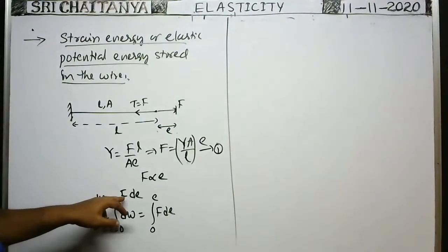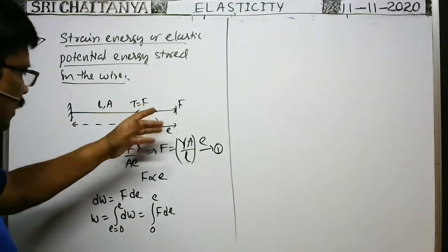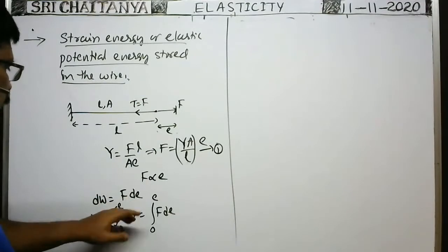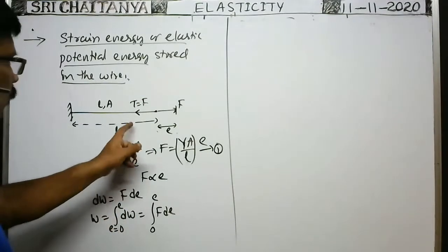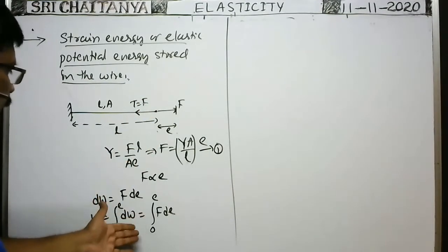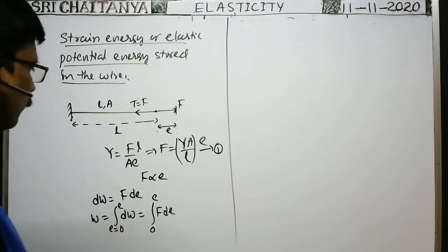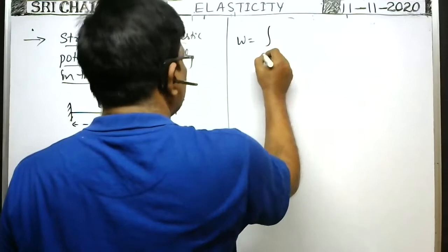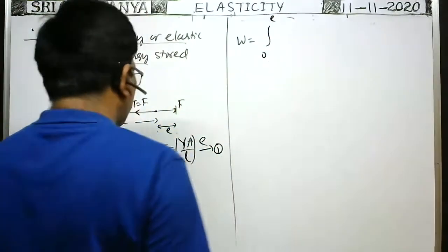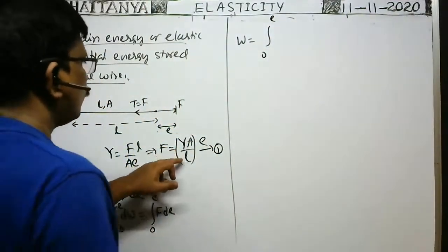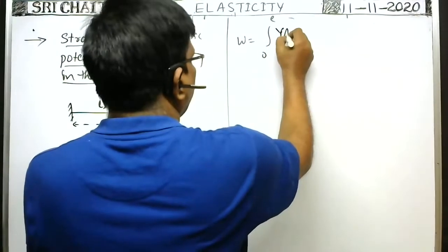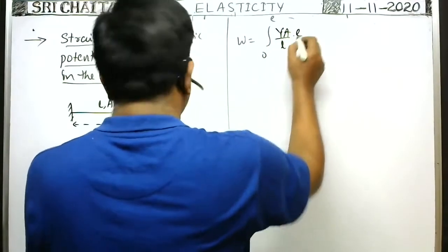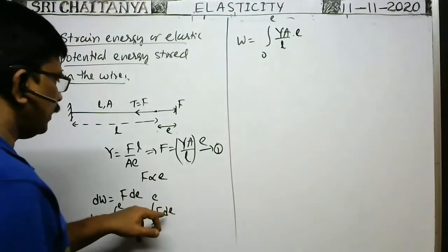For the small extension, the work done is equal to F into dE. For the total extension from 0 to E, what is the total work done? It means integral dW between the limits 0 to E. Therefore, W is equal to integral from 0 to E. What about F? F is YA by L into E, into dE.